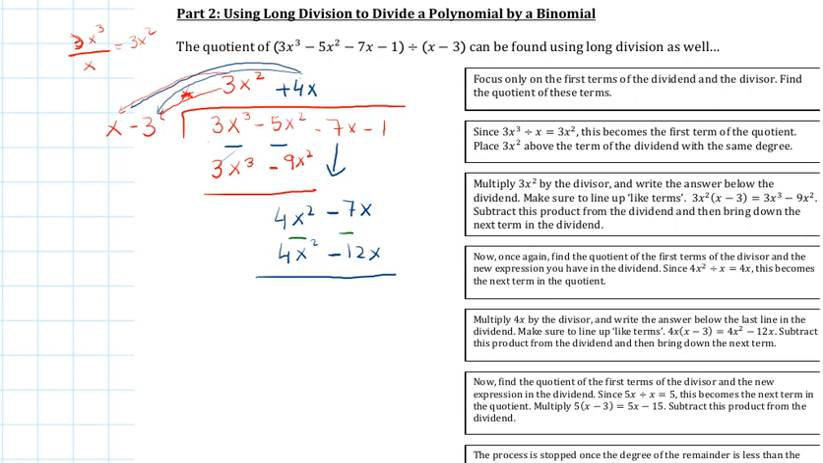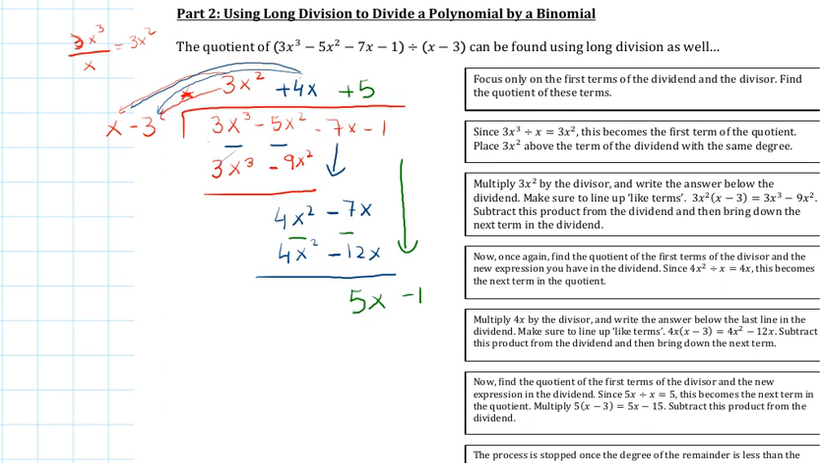So I subtract. 4x squared subtract 4x squared, they're going to eliminate to 0, and then you have negative 7x minus negative 12x, and that's going to give you 5x. Now you're going to bring down the negative 1.